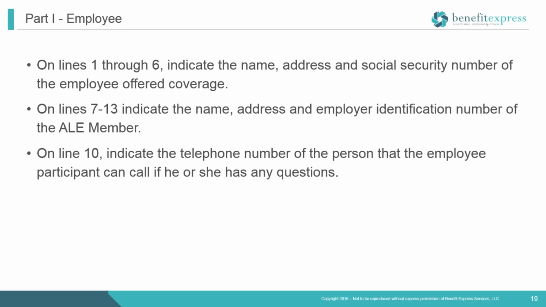And then line 10 indicates the telephone number of the person that the employee participant can call if they have any questions. Now, one of the issues and problems with this is that when an employee receives this, they're going to have a lot of questions about what the codes mean. Please, if you need an explanation of what the codes mean for the employees, I have some forms that you can give the employee to explain it.